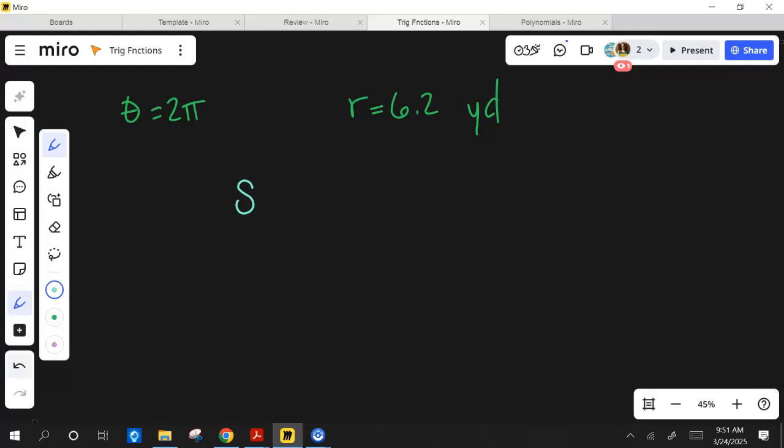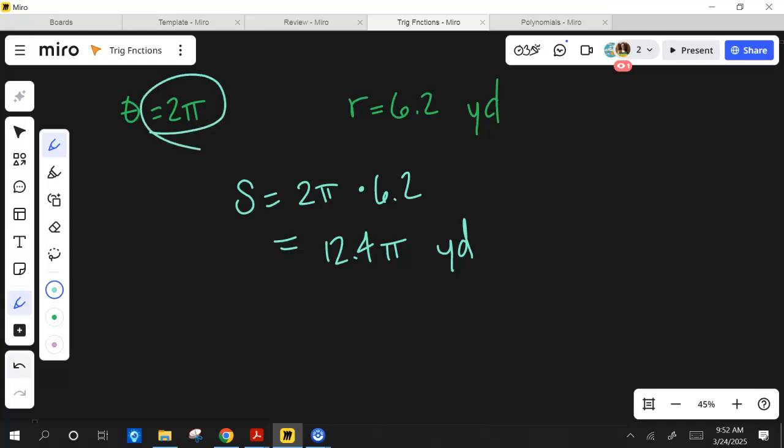So that's my S, right? What am I going to do? 2 pi times 6.2. What's 6.2 doubled? 12.4 pi. And I'm going to put the yards because they gave me the units initially. So that means if my theta is 2 pi all the way around the circle, it measures 12.4 pi yards. Essentially, that's the circumference of the circle.